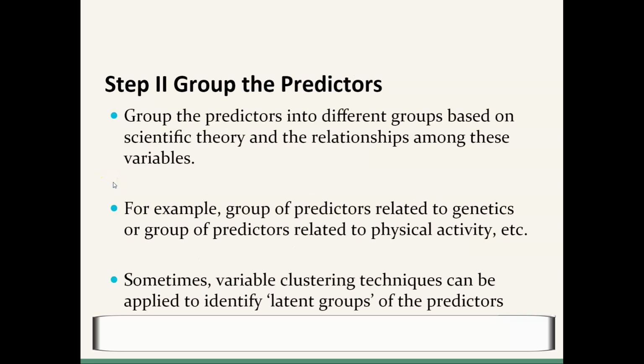Step 2 is group the predictors. Group the predictors into different groups based on scientific theory and the relations among these variables. For example, you have a large data set with a large number of predictors, but you can group predictors that are all genetic factors. You can group predictors that all relate to physical activity, to diet, or to environment. So you can use scientific knowledge to group the variables together.